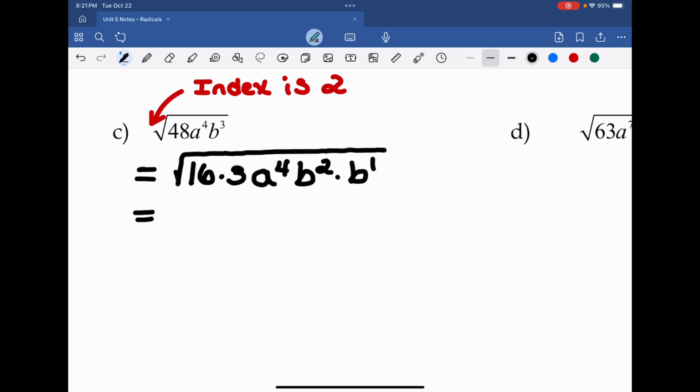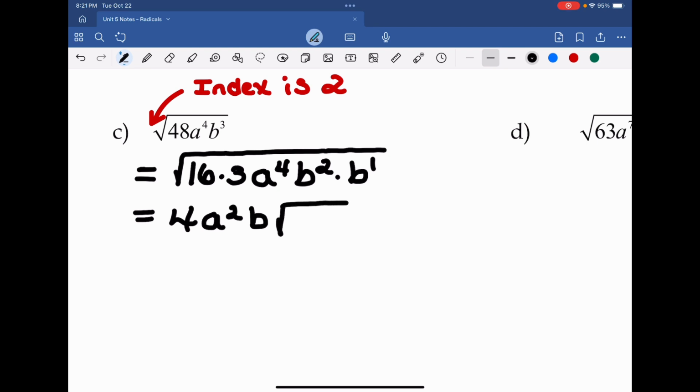So the square root of 16 is 4. For the square root of a^4, we divide 4 by 2, or whatever the index is, and this becomes a squared. Then we do the same thing for b. The 2 divided by 2 in the exponent will become b^1 on the outside.